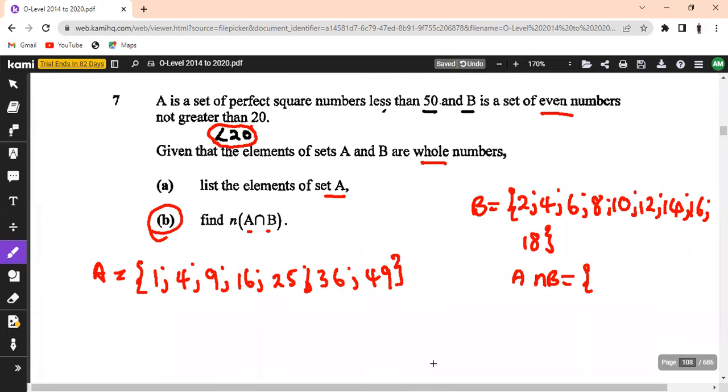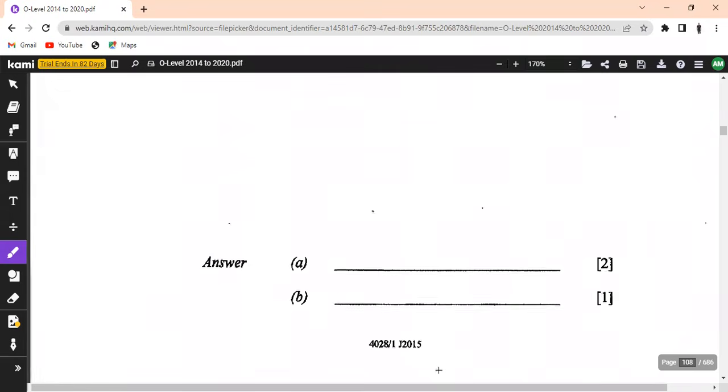Now let us find A intersection B. What do we have on the intersection of A and B? We need the elements which are found in both A and B, such as 4 and 4. So we've got 4 here, and which other number? 16. We've got 16 and 16. That's what we only have in this case. So these are the elements in A intersection B, but we need the number of elements. How many are they? 1, 2. So we've got 2 elements in this case. All right, so that was it, guys. Number of elements and so forth.